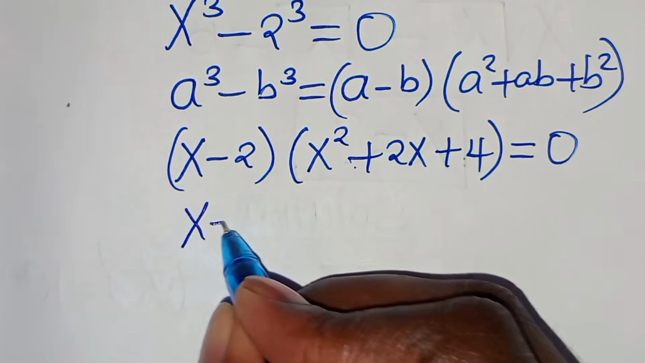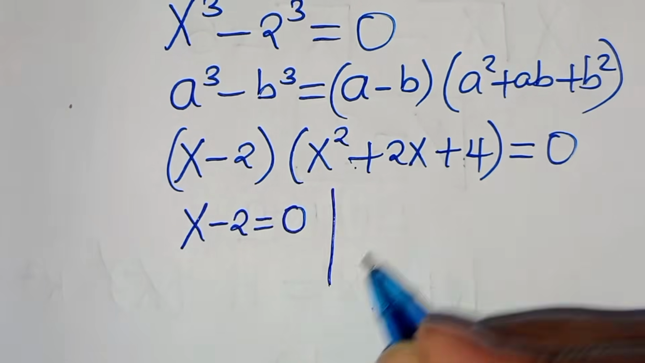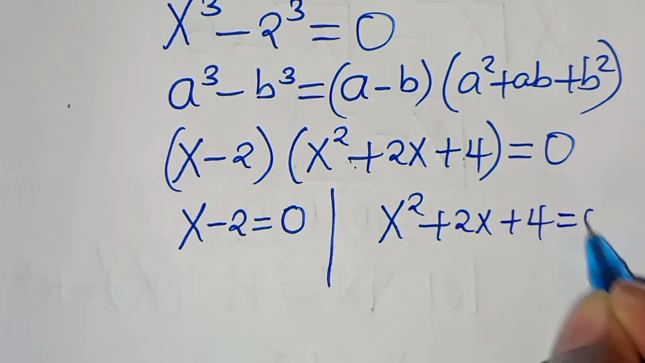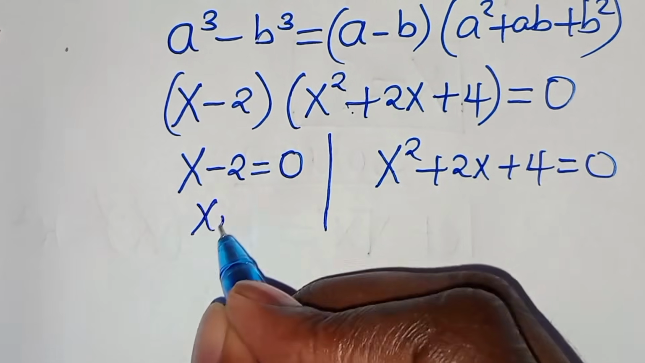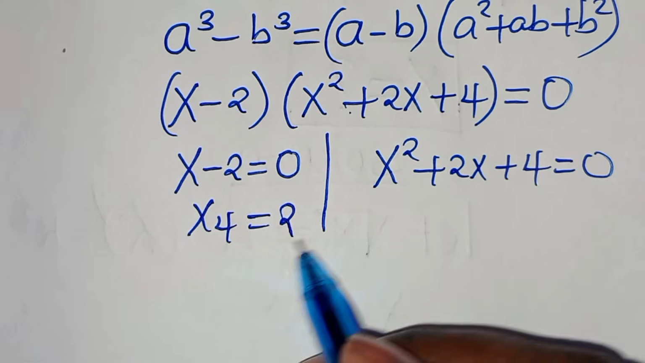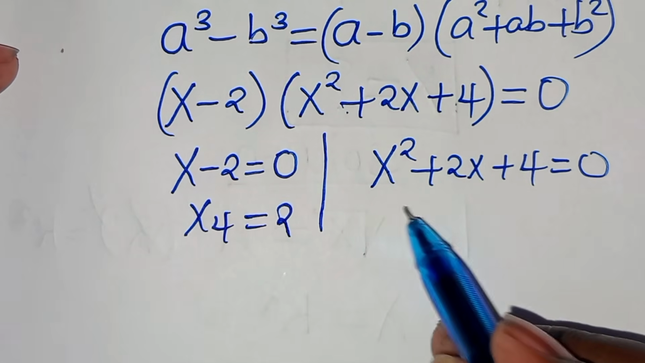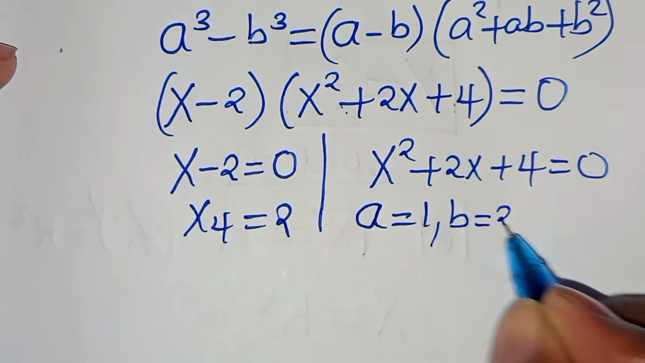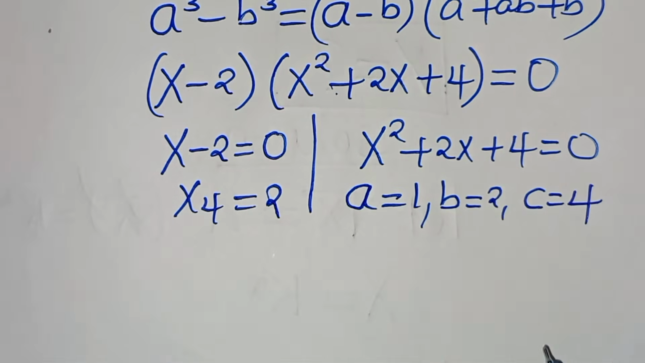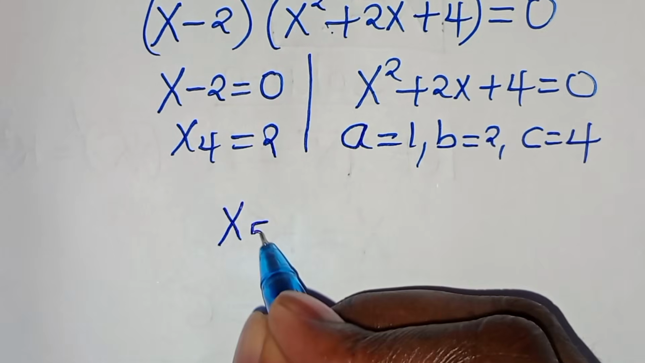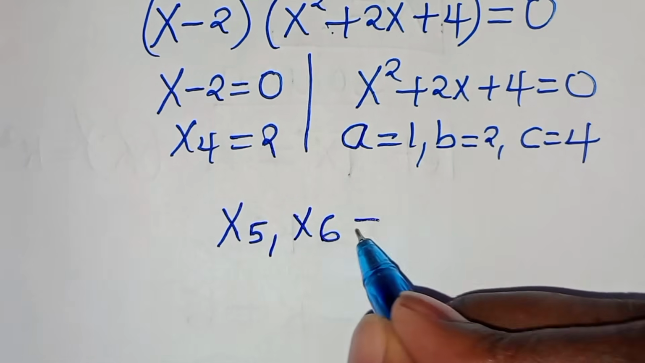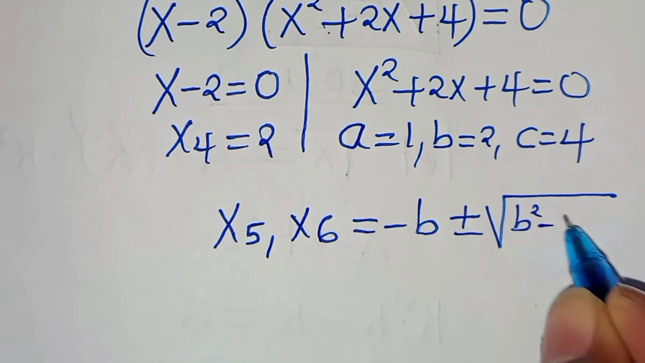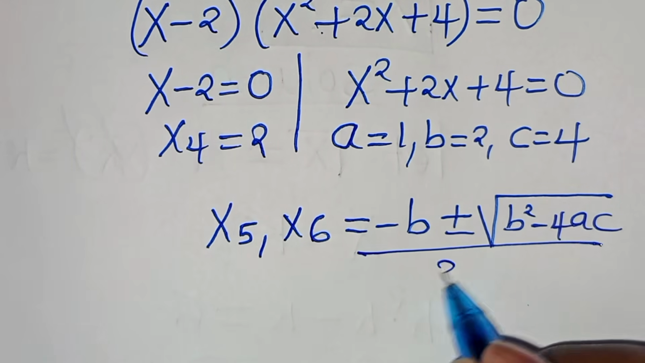So this means that x minus 2 is equal to 0, and x to the power of 2 plus 2x plus 4 is equal to 0. Now x4 is equal to 2. This is the second real solution that we have. The second part here is a quadratic equation, where a is equal to 1, b is equal to 2, and c is equal to 4. So we can solve for x5, x6 by applying the quadratic formula, which is minus b plus or minus the square root of b squared minus 4ac, divided by 2 times a.